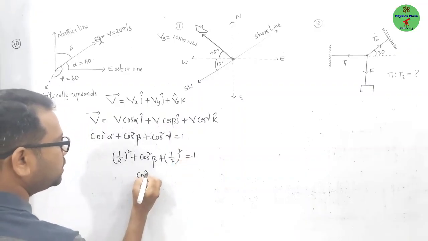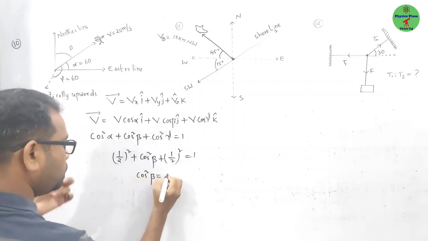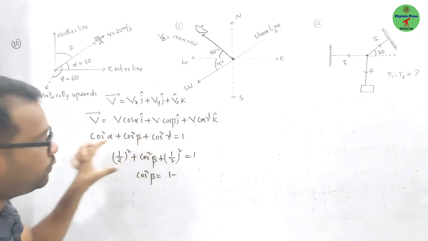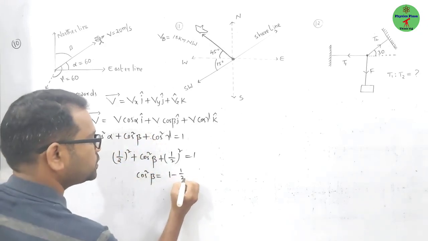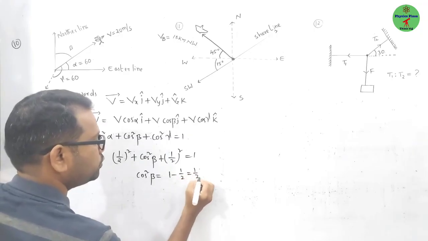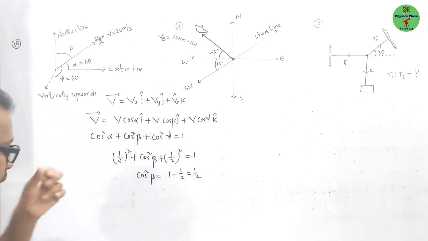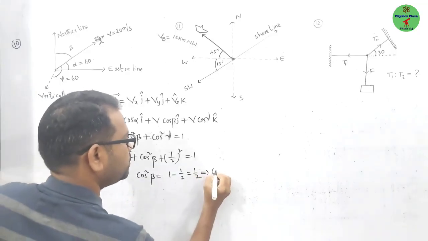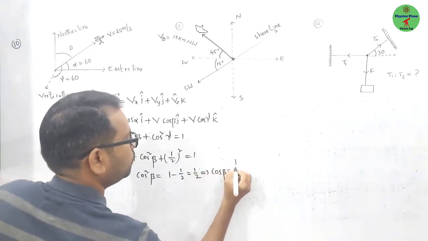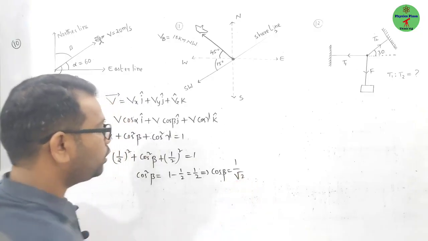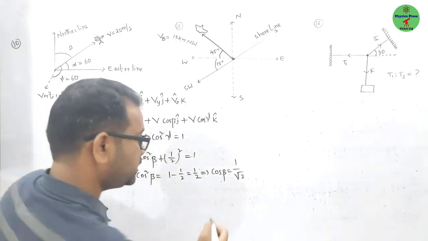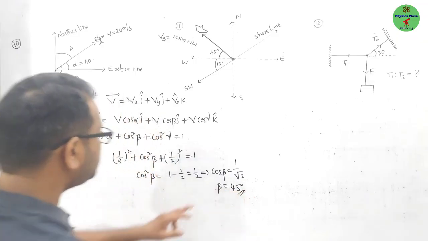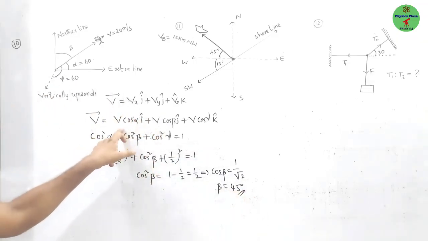So children, cos square beta is equal to 1 minus, so 1 by 4 plus 1 by 4 is a half. So this is going to be 1 by 2 only. So cos square beta is how much? It is 1 by 2. Then cos beta is equal to 1 by root 2. For what value of beta does cos beta take 1 by root 2, children? Yes, beta should be 45 degrees. That's it. Now substitute the values in this equation.